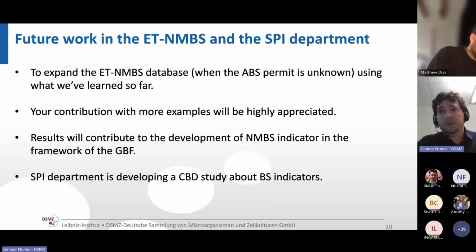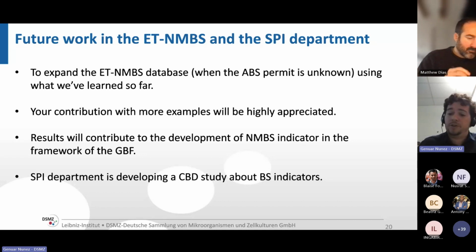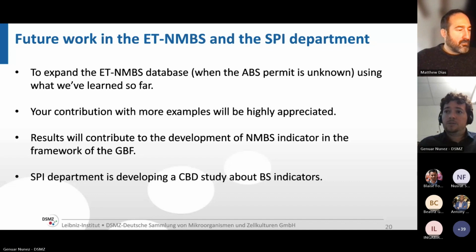Future work in this project and in the department: we are going to expand the database, and we are exploring including more data when the ABS permit is unknown, what we can learn from the previous data, and how we can obtain more information about this. We appreciate all the collaboration in this regard, having more examples about this connection. And of course, the idea is to contribute to the development of the indicators in the framework of the GBF. And our department is also working on the CBD study about benefit sharing indicators. So far, this is the information.